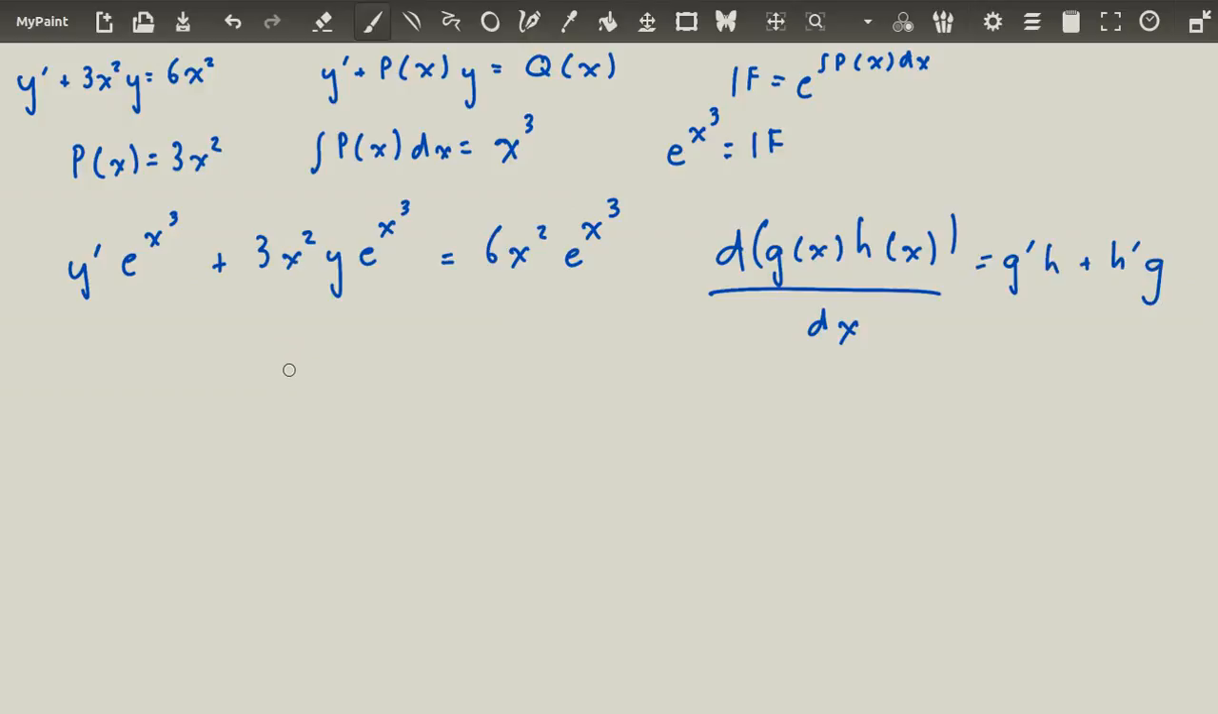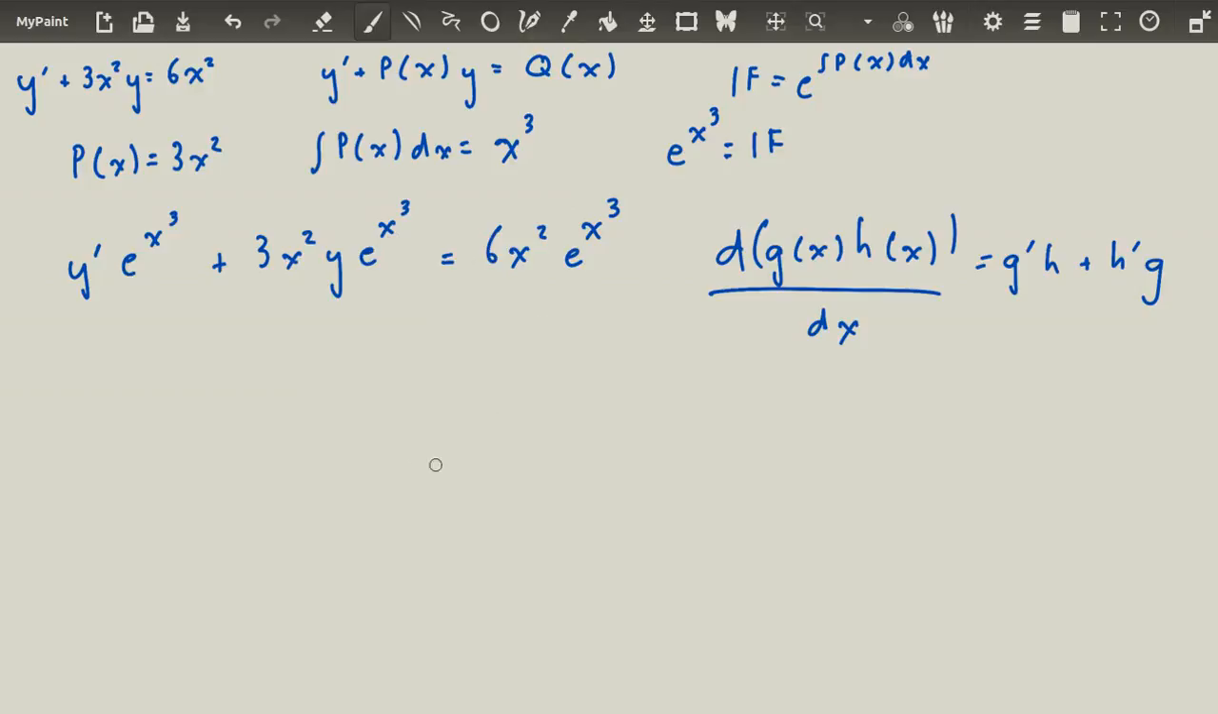Anytime you're dealing with a first-order linear differential equation like this, you should be seeing a product rule on the left-hand side: derivative of the first times the second plus the derivative of the second times the first. So the derivative of e to the x cubed is 3x squared times e to the x cubed, times y. So we actually have a product rule on the left-hand side.